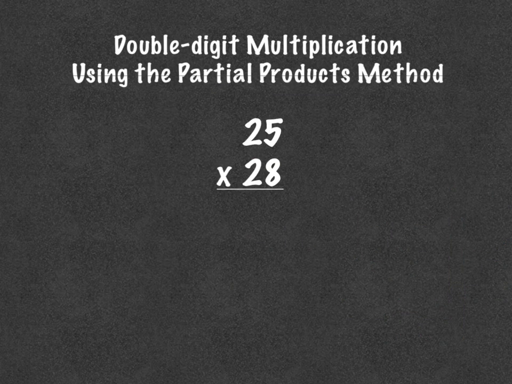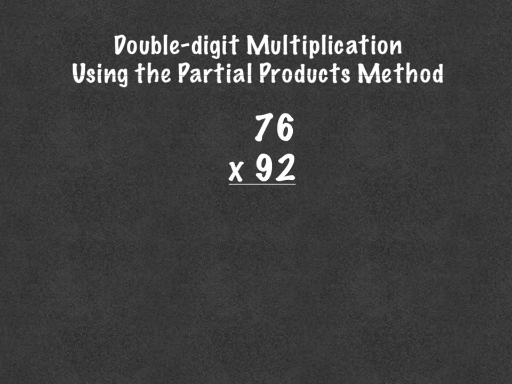I was thinking we'd do that problem again, but I think we got it. So we're going to try another problem: 76 times 92. The first step is to take our two largest place values, the two numbers in the tens, and multiply them together. So 90 times 70. I'm going to jot that down over here so we remember what steps we followed.